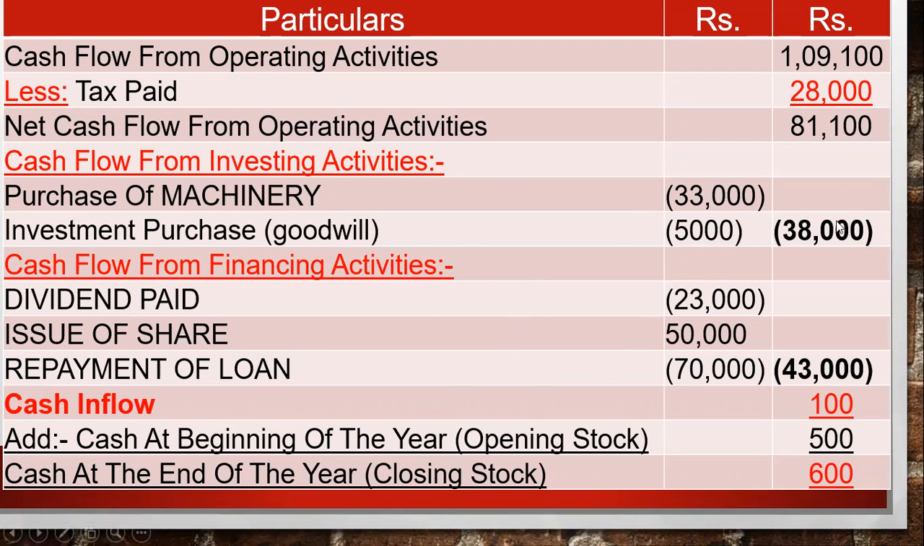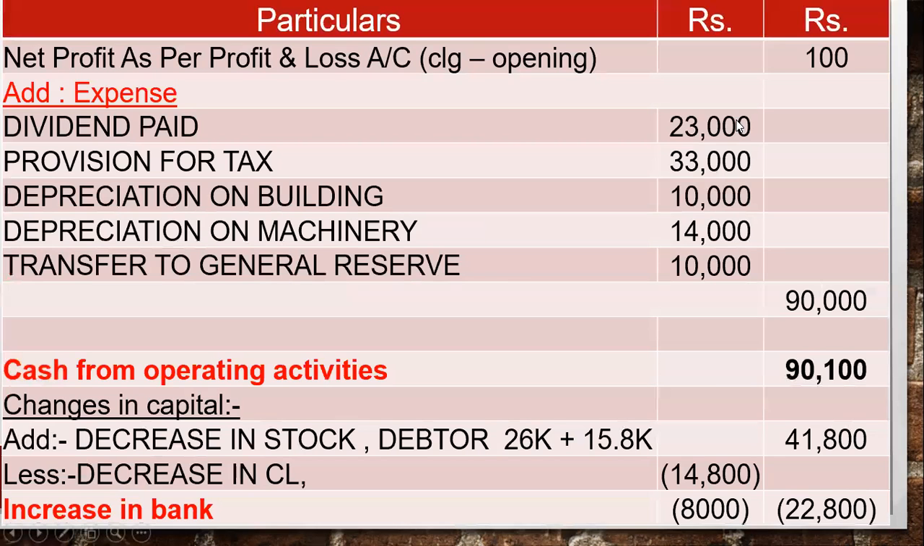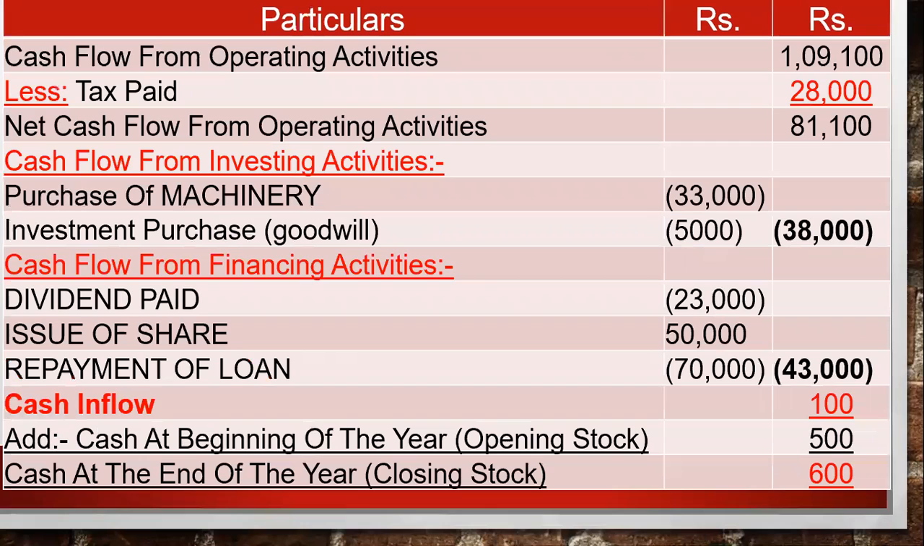After that, you have to add all these things. Your net profit is 100. You have to add all the expenses, that is 90,000. So 100 plus 90,000, you will get 90,100 rupees. After that, you have to do the changes in working capital. We already discussed this. Decreases in stock and debtors, we have to add. After that, decreases in current liability, you have to subtract. So 90,100 rupees, add 41,800 and less 22,800. So you will get 1,09,100 rupees.